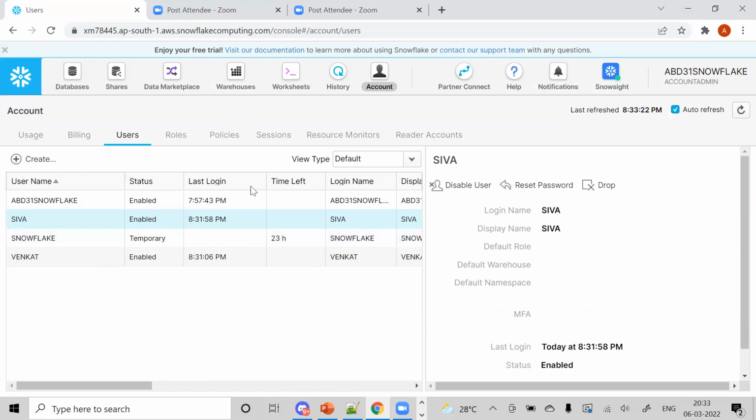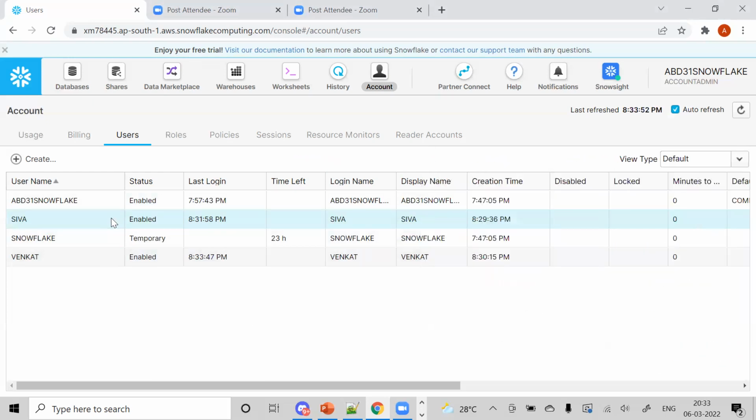Sorry, can you be louder, Venkat? Actually, I'm in that Snowsight mode. I need to change to the classic mode. So on the bottom left, can you see the option? If you scroll down, can you see the option Classic Console written there? Yeah, bottom corner, left. Just click there. Yeah, it's going good. Thanks.